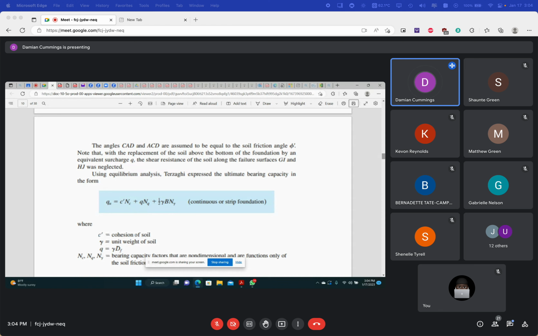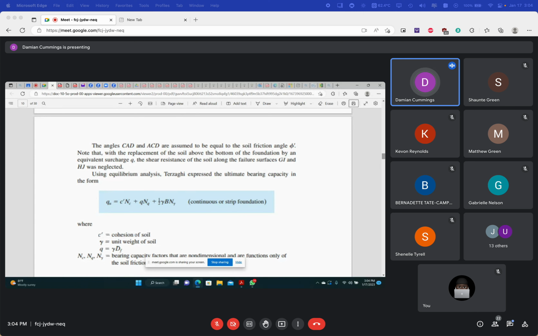All right. So c' is the soil's cohesion, right? And it's measured in kilonewtons per meter squared. We have Nc, which is our bearing capacity factor with respect to the soil's cohesion, that can be calculated or read from a table based on the soil's friction angle. Good. So all of these bearing capacity factors are a function of the soil's friction angle, right?